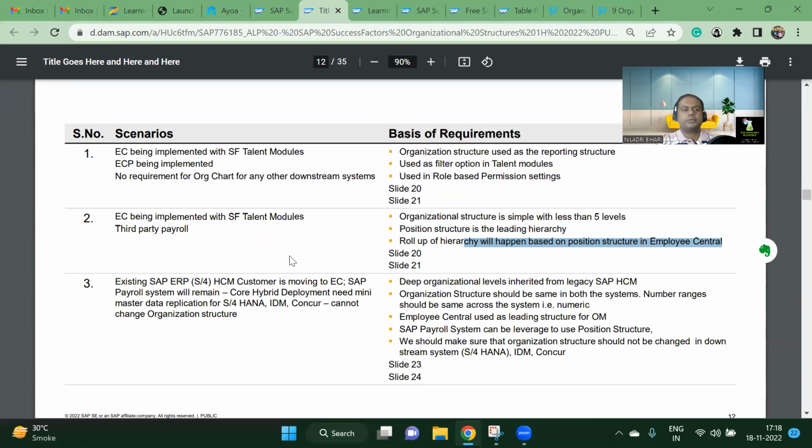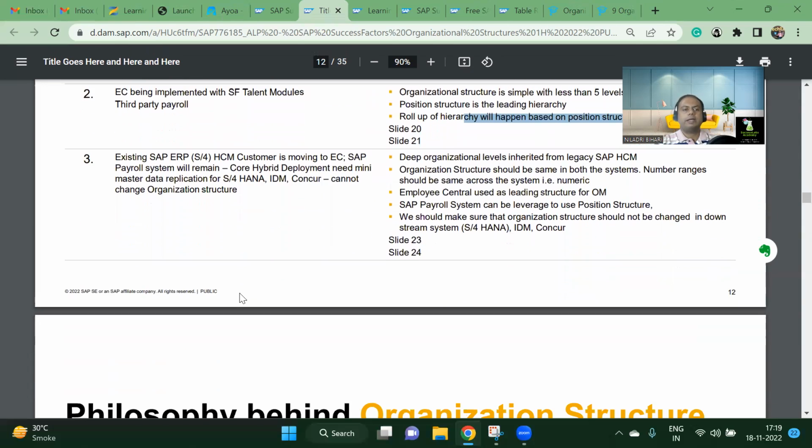Now, the third scenario. Second scenario, EC is being implemented with SAP talent modules. Payroll is not a priority here. Okay, this is the requirement again. The third one is where you are already having an existing SAP ERP S4, and you are planning to move to EC. In that case, the SAP payroll system will remain, a core hybrid deployment. But that requires the mini master data integrations, data replications.